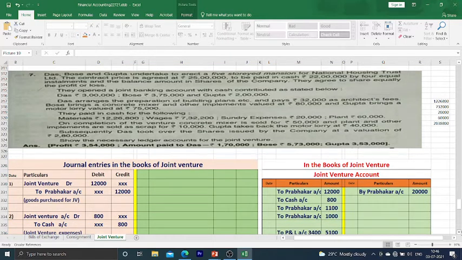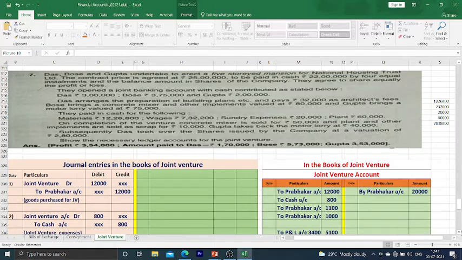Das, Bose and Gupta undertake to erect a 5-storied mansion for National Housing Trust Limited. The contract price is agreed at 25 lakhs, to be paid in cash, 22 lakhs by 4 equal installments, and the balance amount in shares of the company. So these three people agreed to construct a building for National Housing Trust for 25 lakhs. In this 25 lakhs, they will get 22 lakhs as cash and the remaining 3 lakhs as shares.